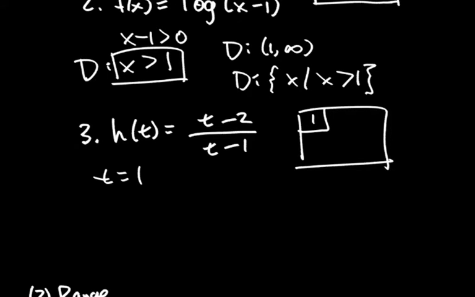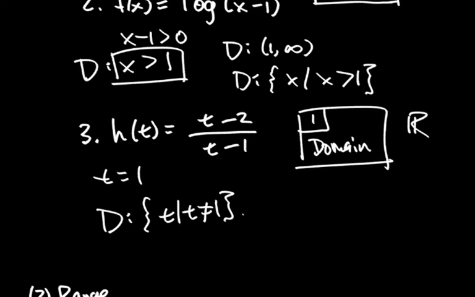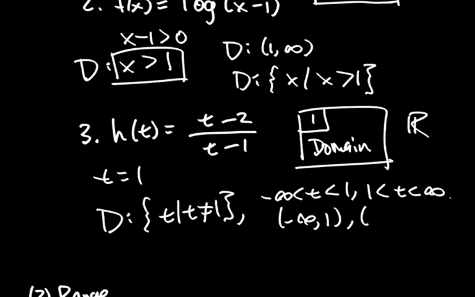So if we remove 1 from all the real numbers, then the rest is the domain. The easiest way I would say to write this is just all t's such that t is not equal to 1. You can also write it as negative infinity less than t less than 1, and 1 less than t less than infinity, or the interval notation version of that. They both mean the same thing. That also means the same thing as that.